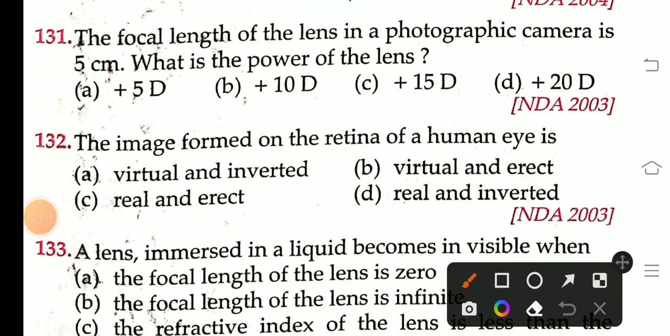Next, the focal length of the lens in a photographic camera is 5 centimeter. What is the power of the lens? Right answer will be option D, plus 20 diopter.